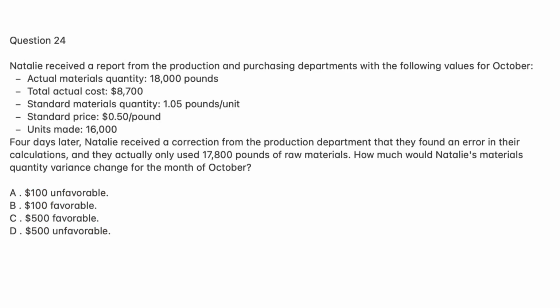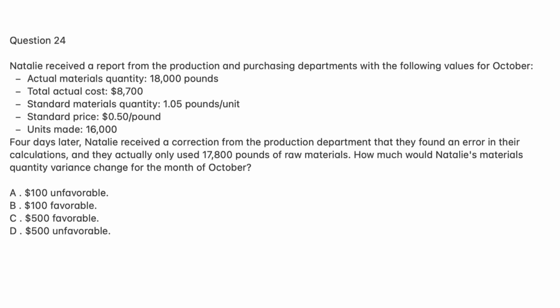Question 24. Natalie received a report from the production and purchasing departments with the following values for October. Actual materials quantity, 18,000 pounds. Total actual cost, $8,700. Standard materials quantity, 1.05 pounds per unit. Standard price, 50 cents per pound. Units made, 16,000. 4 days later, Natalie received a correction from the production department that they found an error in their calculations, and they actually only used 17,800 pounds of raw materials. How much would Natalie's materials quantity variance change for the month of October?